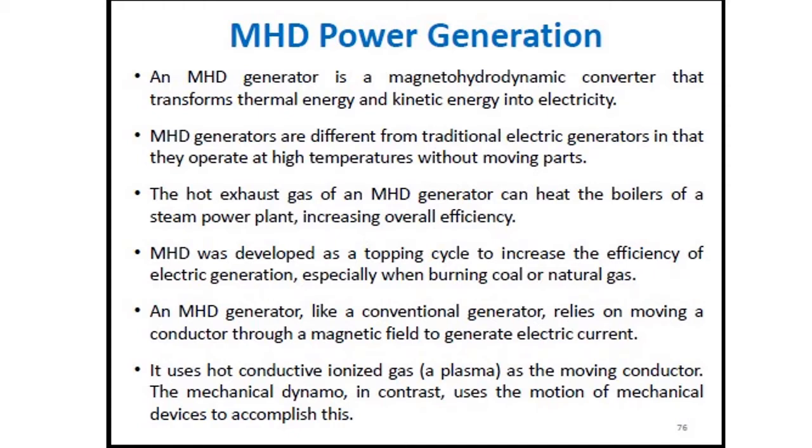MHD was developed as a topping cycle to increase the efficiency of electric generation, especially when burning coal or natural gas. An MHD generator, like a conventional generator, relies on moving a conductor through a magnetic field to generate electricity, and the principle is Faraday's law. It uses hot conductive ionized gas, that is plasma, as the moving conductor. The mechanical dynamo, in contrast, uses the motion of mechanical devices to accomplish this. So, as you all know, the working principle of a dynamo has a slight difference from MHD.